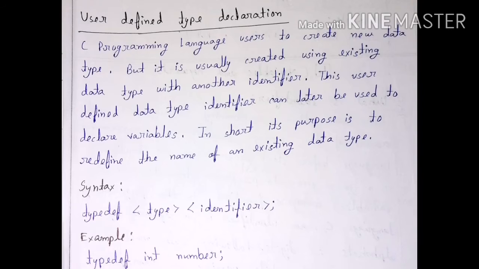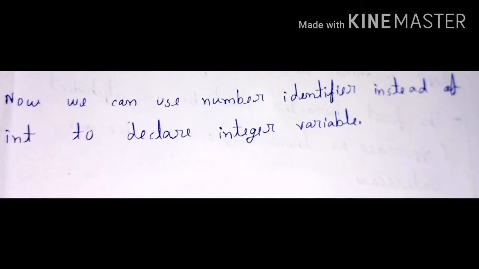The syntax is typedef, in brackets type, then in another bracket identifier, then semicolon. See this example guys. First we have to write typedef, then space, type is int, means integer type, then identifier is number, then semicolon. Now we can use the number identifier instead of int to declare integer variables.